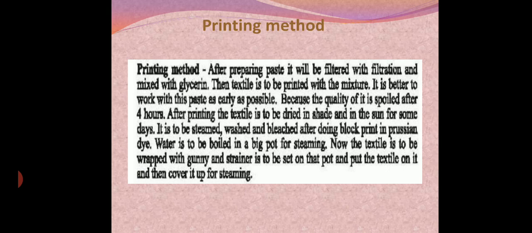It is to be steamed, washed and bleached after doing block print in Prussian dye. Water is to be boiled in a big pot for steaming. Now the textile is to be warmed with gunny and a strainer is to be set on the pot and the textile put on it and then covered up for steaming.